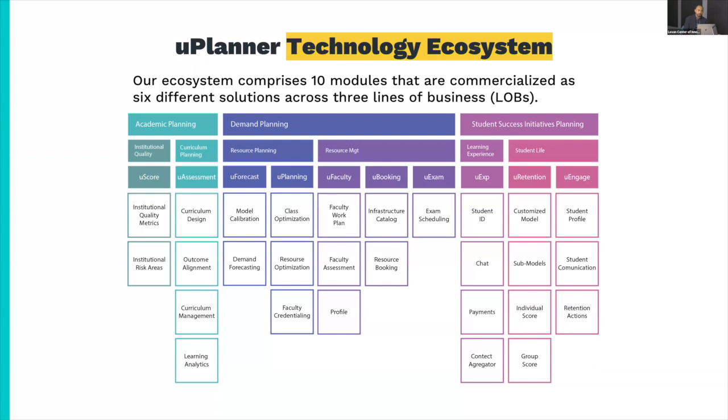all the curriculum management of an institution, to demand planning, which involves being able to forecast courses, sections, being able to optimize class schedules and become more efficient in your planning of physical infrastructure to allocate students to the right classes. And finally, we have a tool or solution called Student Success Initiative Planning, which is all about identifying at-risk students, being able to predict and also be able to recommend actions that the students may have to take in order for them not to fail the class.